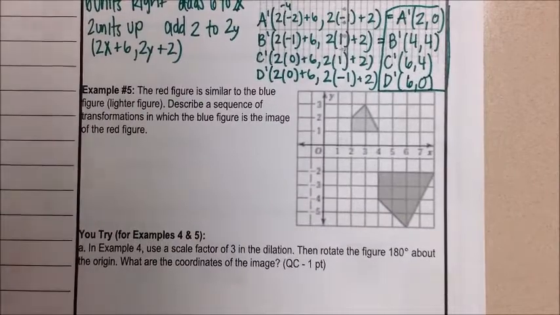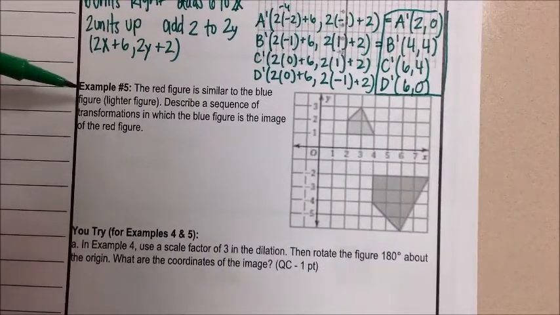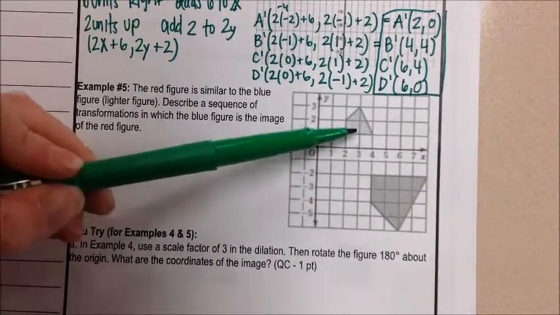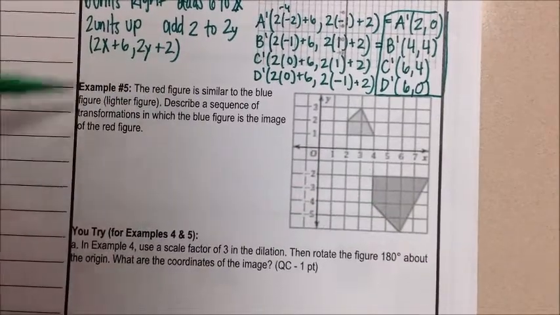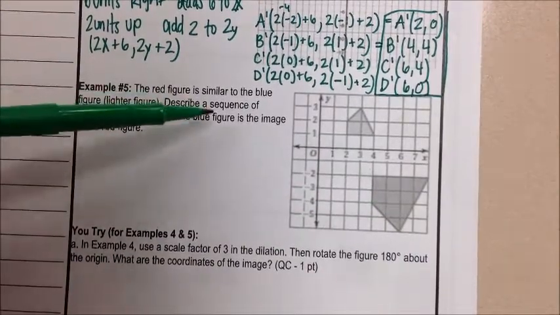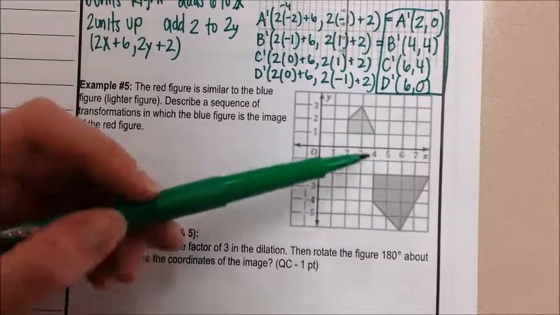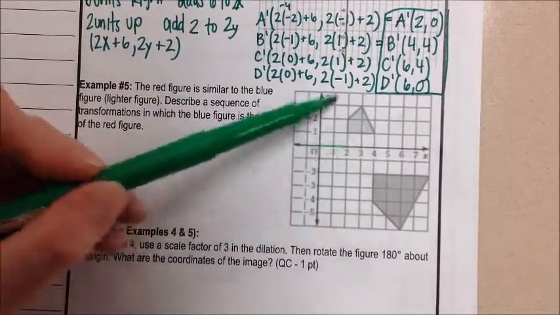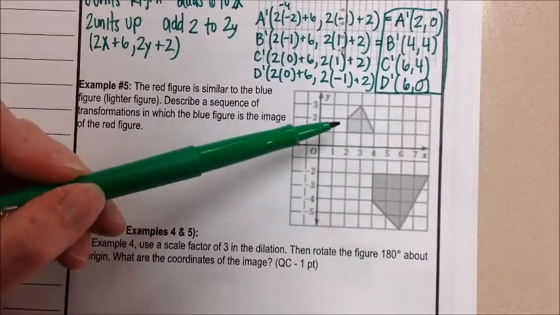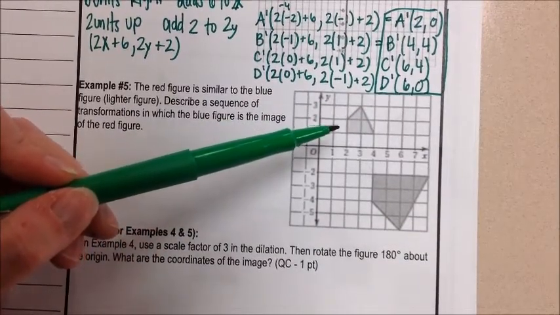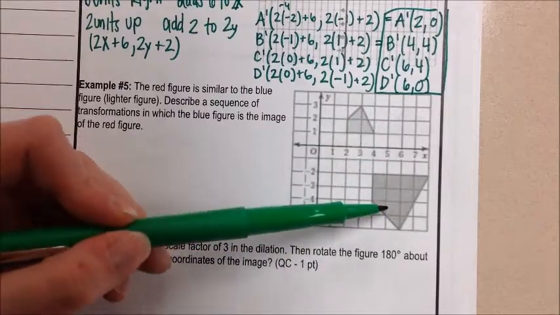Okay, example number 5. The red figure is similar to the blue figure. So this is my blue figure. Okay, describe a sequence of transformations in which the blue figure is the image of the red figure. Okay, so I need to get this to be the same direction as this. So the first thing I'm going to do is I'm going to reflect this over the x-axis.